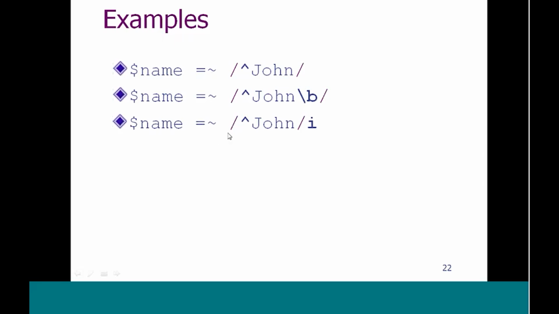The i gives us that we don't have to match the exact case. So uppercase John, lowercase John, both can become true in this case. That's another unique thing about Perl.